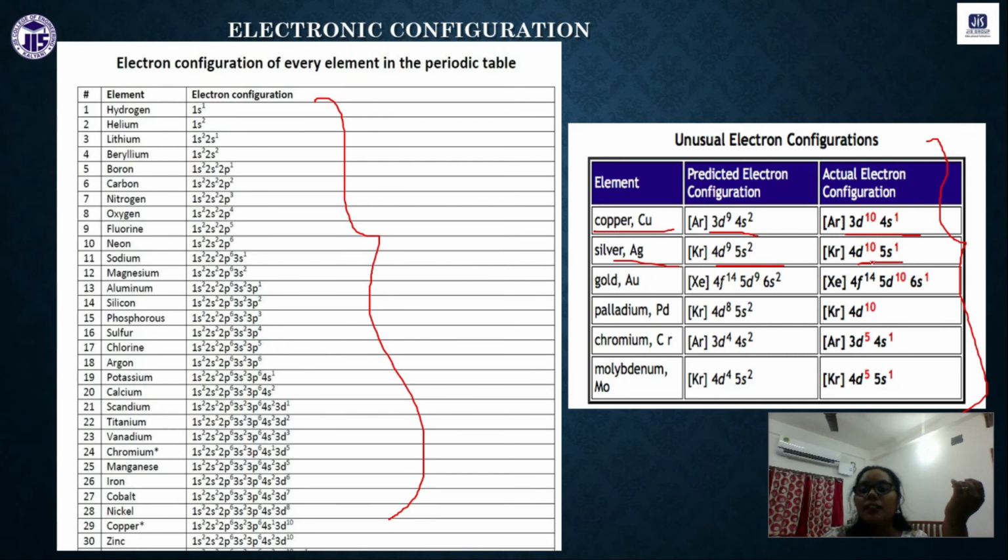You can see the d orbitals are fulfilled, f orbitals are fulfilled. Okay, here the d orbital is half filled. So to gain stability, for fulfilling the orbitals or half-filled orbitals, we have some exceptions, unusual electronic configurations. So while you are writing down the electronic configuration of these elements, you have to keep this in mind.